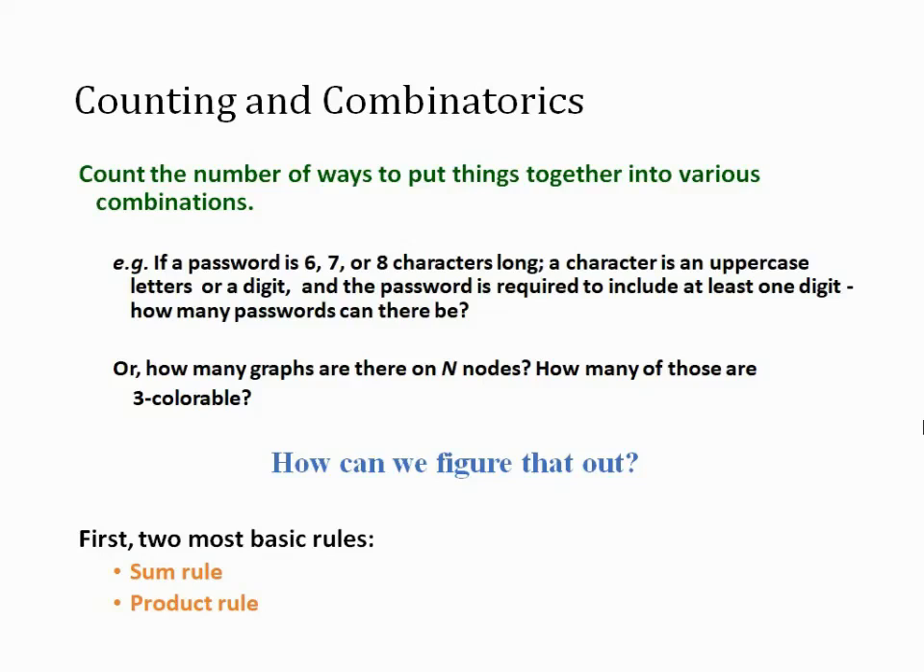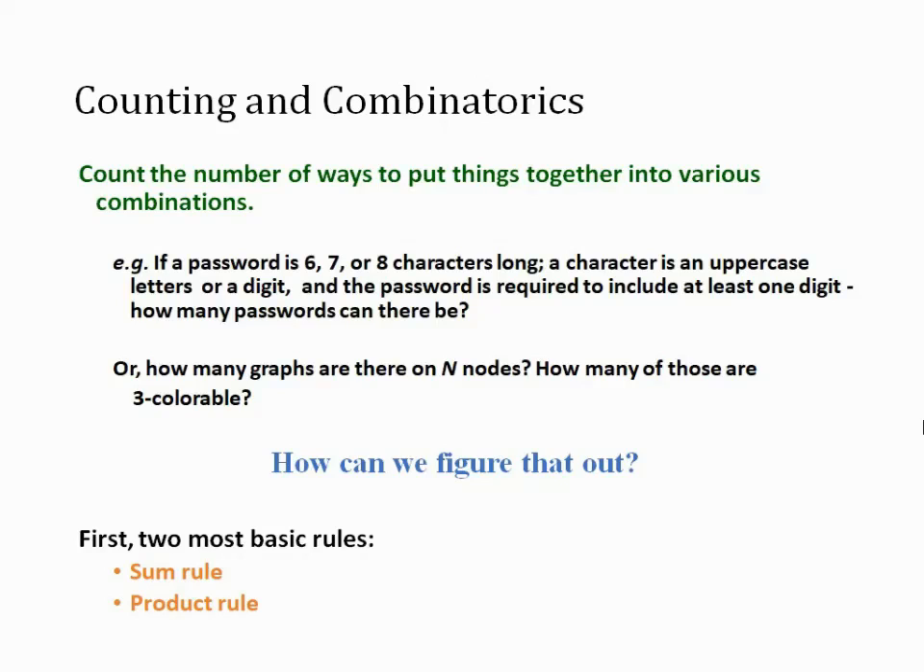If a password is 6, 7 or 8 characters long, a character is an uppercase letter or a digit, and the password is required to include at least one digit, how many passwords can there be? That means with this structure, how many passwords can you generate? This is what we call combinations: with at least one digit and the remaining all characters, how many combinations can you make?